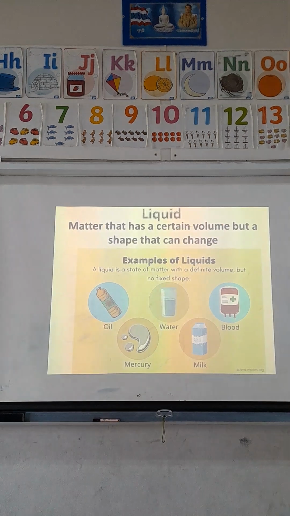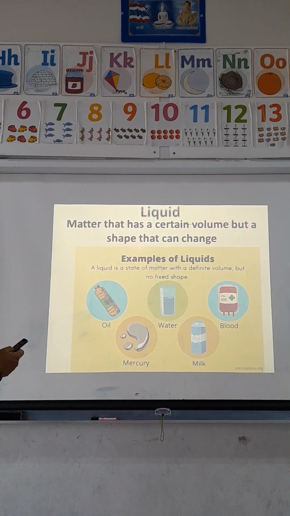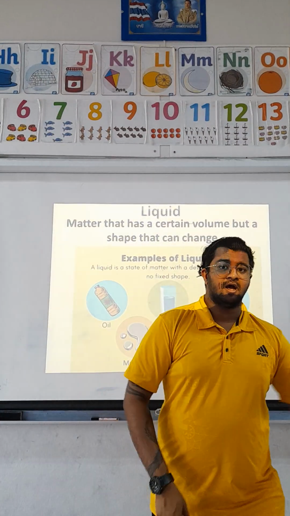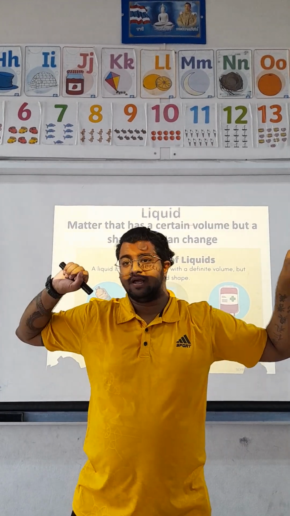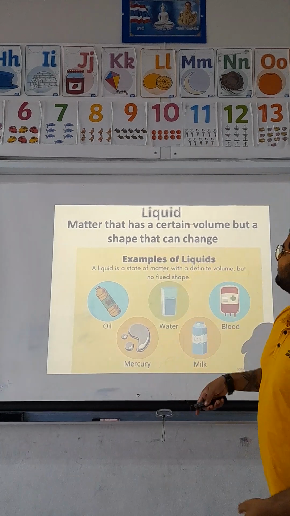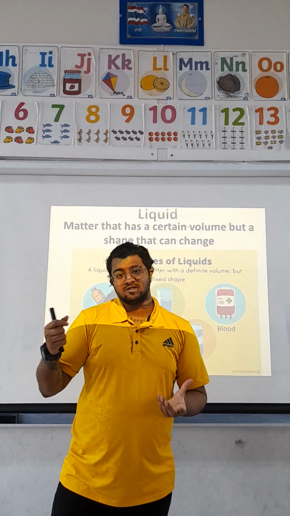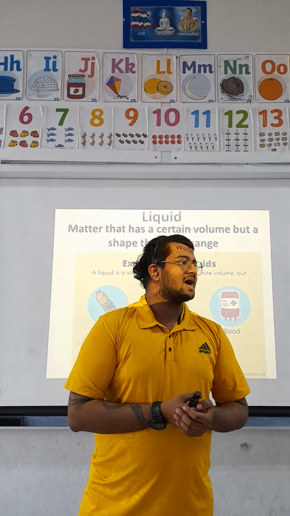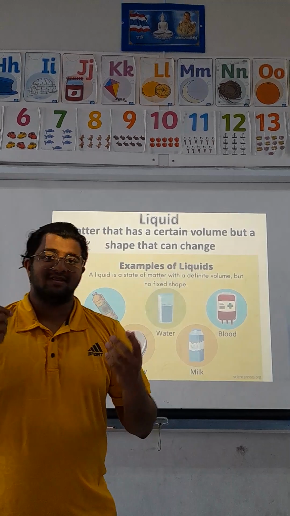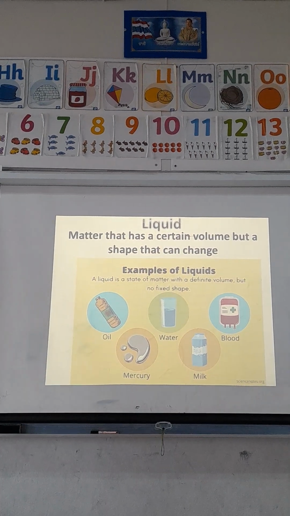Now, let's take a look at our next one that we have. Liquids. What is a liquid? Liquid is matter that has a certain volume but a shape that can change. A solid, a shape that could not change easily. A liquid, a shape that can change. For example, if I fill an empty water bottle up with water, the water will take the shape of the bottle. If I fill a container of water, the water will take the shape of that container. Now let's take a look at the examples of liquids that we have.